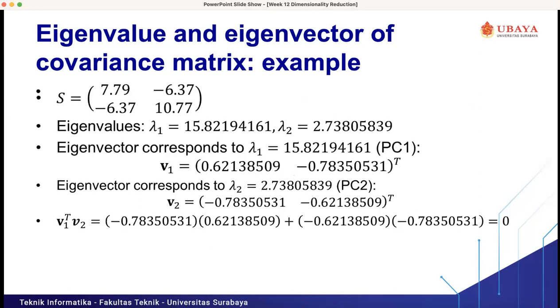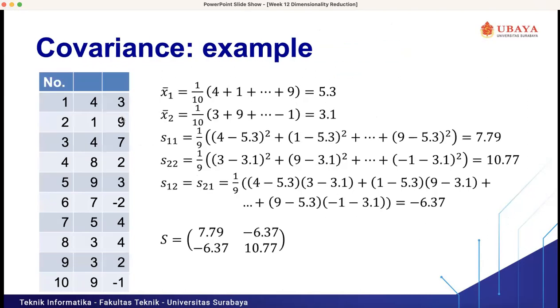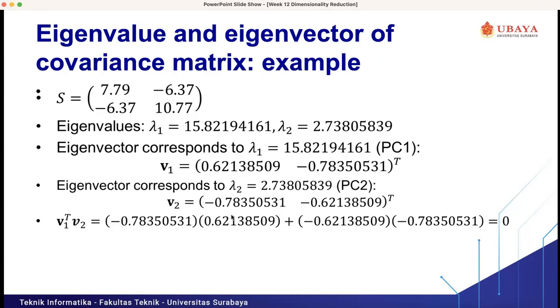Okay, so this is an example. In this case, suppose that we have the matrix S equal to 7.79, minus 6.37, minus 6.37, and 10.77. So this is the covariance matrix from this example. Then after that, we calculate the eigenvalues from this matrix. Then we get lambda 1 equal to 15.82 something and lambda 2 equal to 2.73 something.